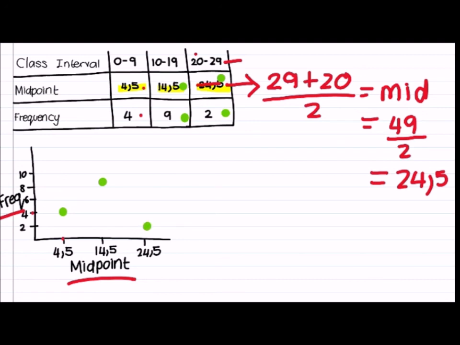And the final step then is just to simply connect the dots as you would in a normal frequency polygon, and it's going to look something like this. So we connect the dots, it's quite simple, we just connect all the dots, and that's our frequency polygon.